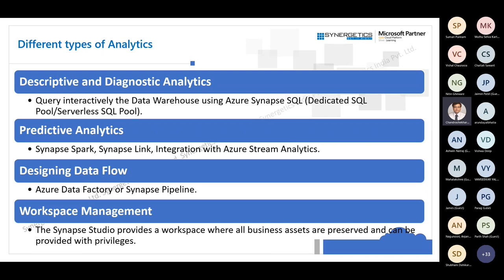For descriptive and diagnostic analysis, dedicated SQL pool and serverless SQL pool solutions are available in Synapse Analytics. So Azure Synapse SQL offers you sub-solutions as dedicated SQL pool and serverless SQL. For predictive analysis, Spark, Synapse Link, integration with Stream Analytics, all these things are possible. For designing data flow, Synapse Pipeline is there. And for workspace management, Synapse Studio provides a workspace where all business assets are preserved and can be provided with data privileges. That is workspace management.